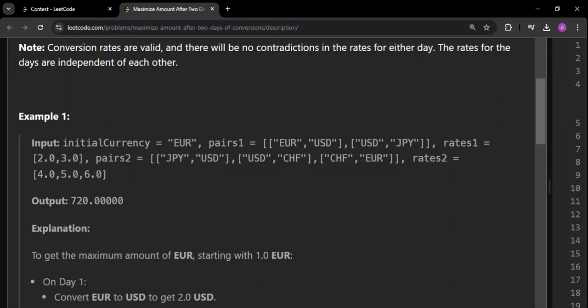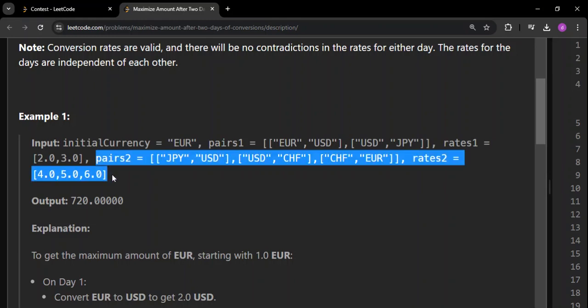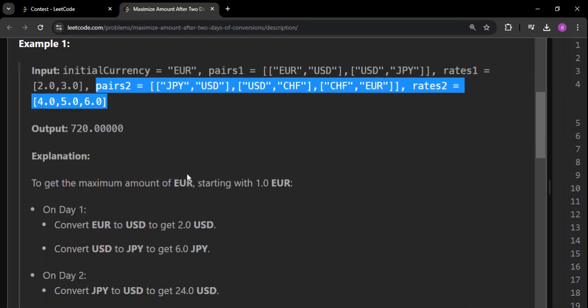This is for day two. Remember that this is for day two. So you should not confuse day one and day two. That is very, very important, because otherwise the calculation will be totally wrong. Remember that. So let us quickly trace example one first.